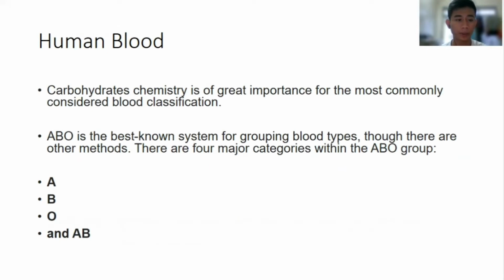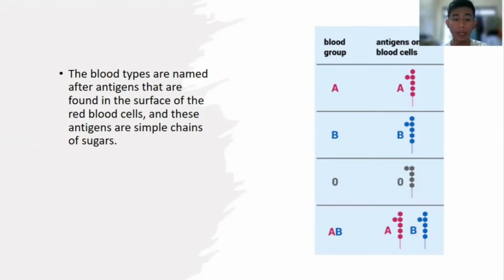In human blood, carbohydrate chemistry is of great importance for the most commonly considered blood classification. ABO is the best known system for grouping blood types, though there are other methods. Here are the four major categories: A group, B group, O group, and AB group. The blood types are named after antigens that are found on the surface of the red blood cells, and these antigens are simple chains of sugar. The picture on my right side is showing the blood groups and the antigens on the red blood cells.